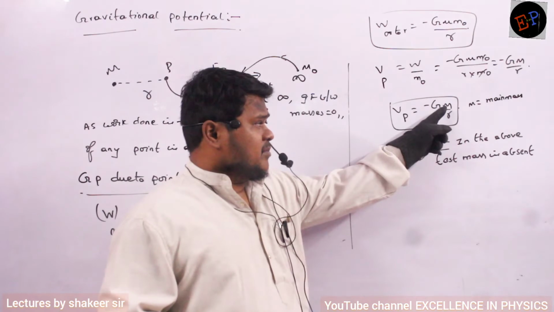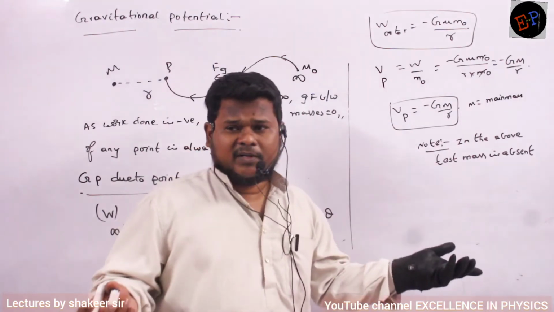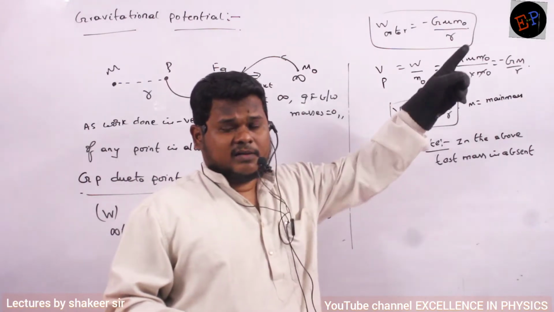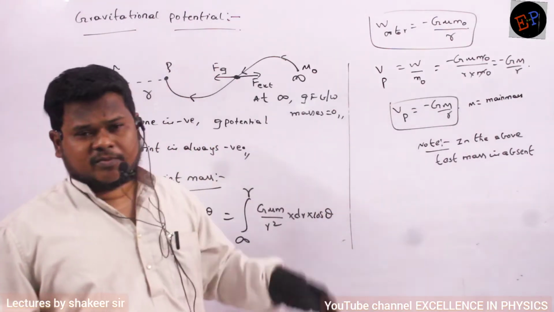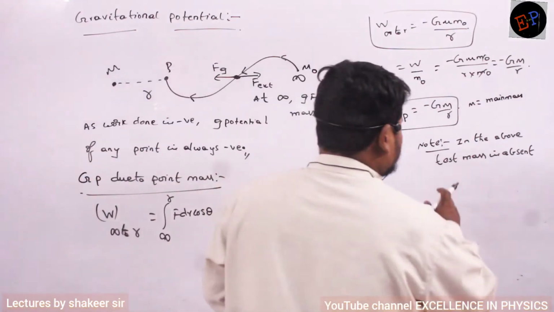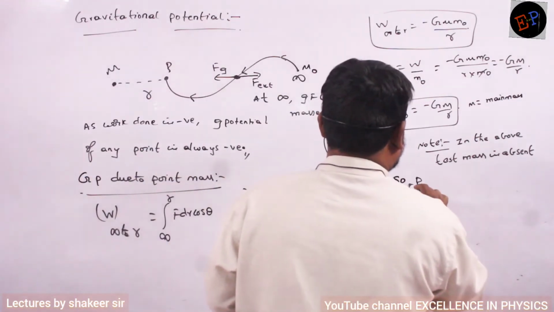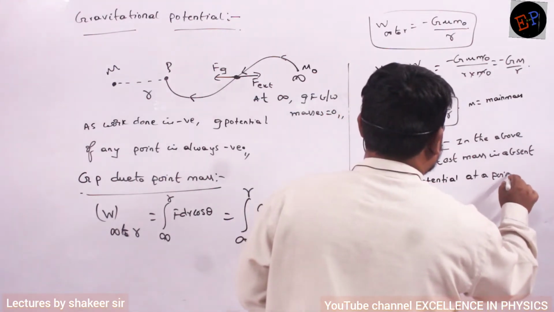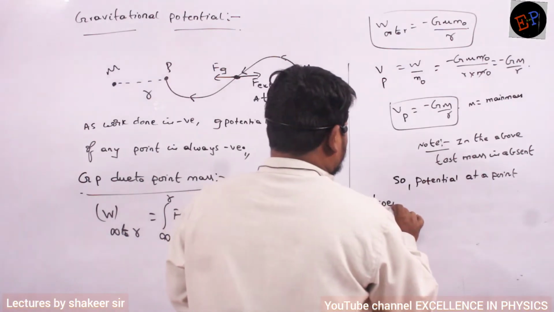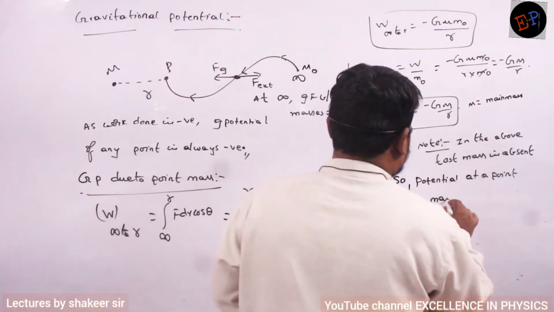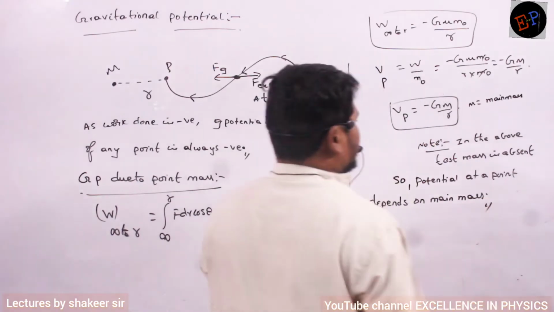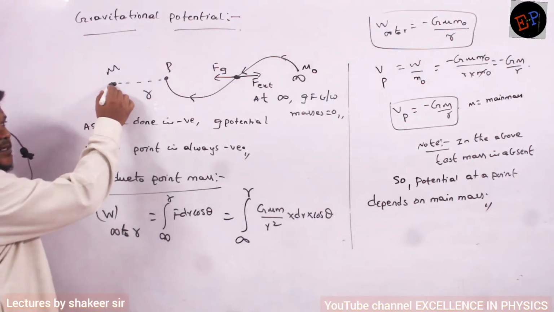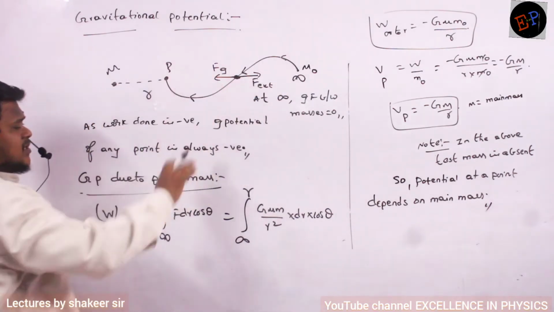Understood? If the main mass is bigger, the potential at a point also will be bigger. Similarly, if the distance of a point from the main mass is greater, then potential decreases because they are inversely proportional. So in the above, test mass is absent. So potential at a point depends on the main mass, but it doesn't depend on test mass. That is the point. This is the main mass, the point mass, and the mass which you are moving will become the test mass.